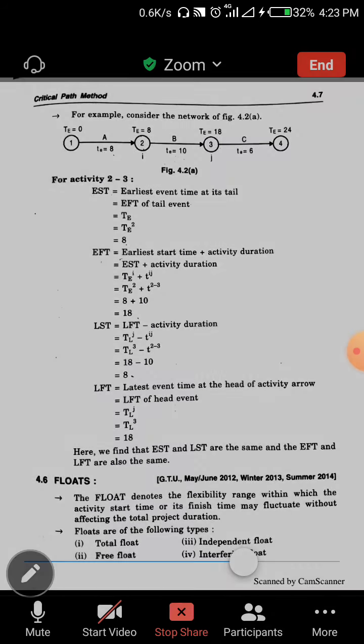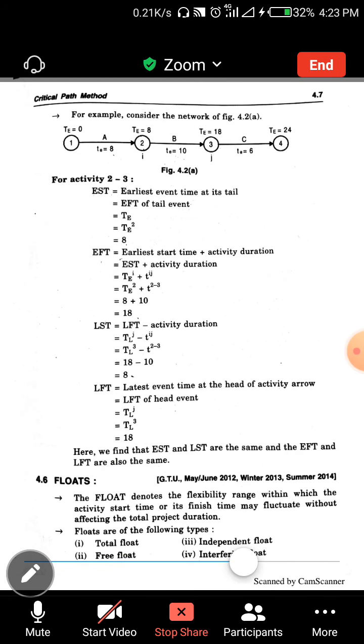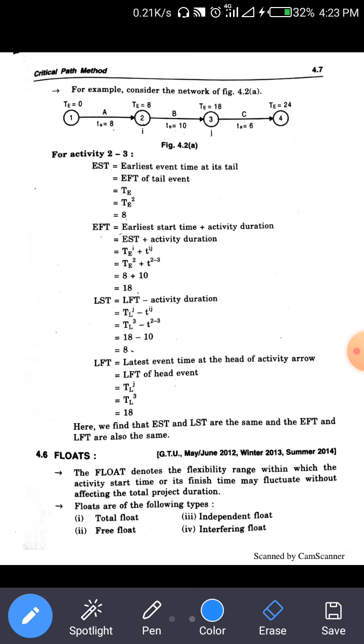Now, this type of example is asked in the GTU examination. Next, we take a simple small example. Consider the network shown in figure 4.2. Here t is equal to 0. After activity A, the time duration is 8, so t is equal to 8. After activity B, the time duration is 10, so t is equal to 18, because 8 plus 10 is equal to 18. After activity C, the time duration is 6, so 18 plus 6 is equal to 24.